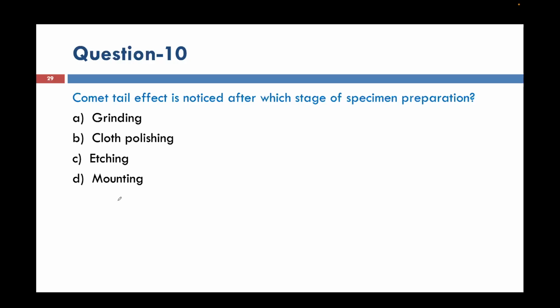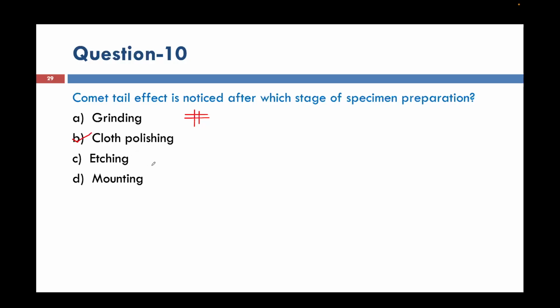So here is another thing: the comet tail effect is noticed after which stage of the specimen preparation? This comet tail effect, cloth polishing, you can say. Oh yes, cloth polishing is the correct answer, because when we are doing the grinding, scratches will be coming, right? Like this, scratches will be coming in the grinding. So grinding is not the correct answer.